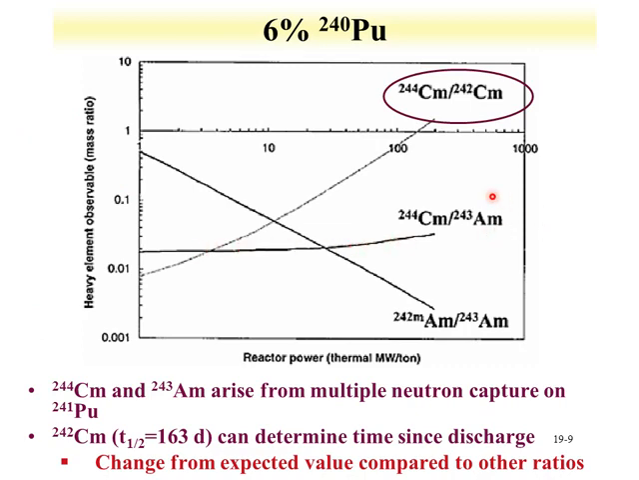There's another example of a ratio that can be used, the curium-244 to americium-243 ratio, but we see that it's not as sensitive over the entire energy regime. You only get some slight changes between 100 and 1,000 megawatt thermal per ton, so it's not as sensitive a signature. The curium-242 can also be used to determine time since discharge, since it has a half-life of 163 days. We expect this to change compared to the other ratios because of the relative short half-life of the curium-242.